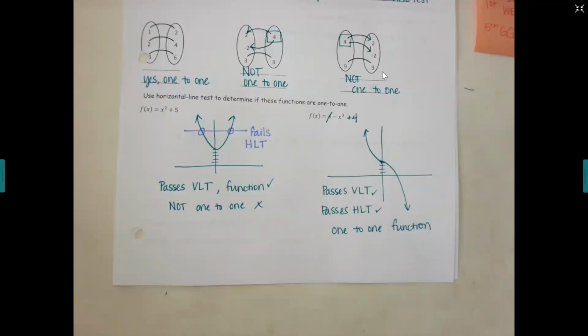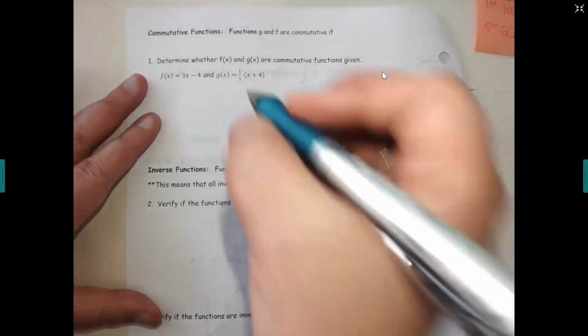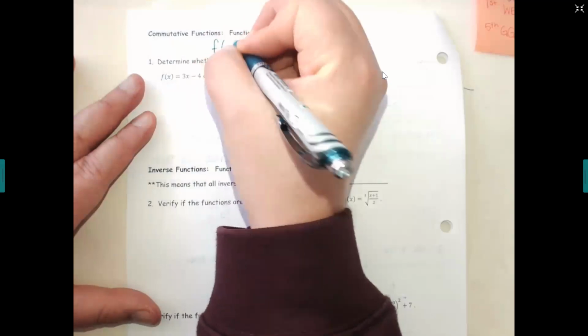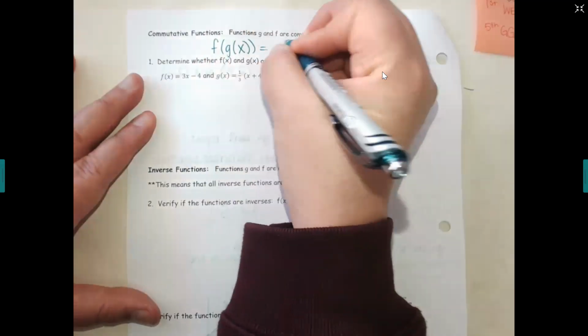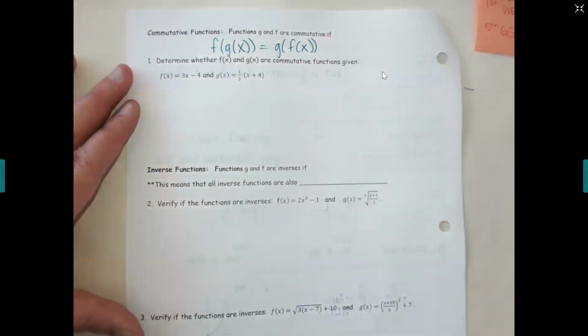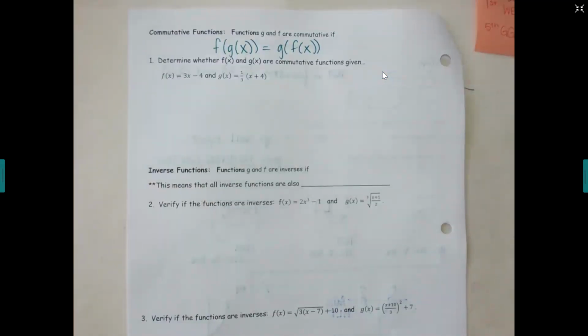Okay, so we talked about one-to-one. The other thing we have to talk about is just commutative functions. Okay, so commutative functions, basically what this means is that if I do f of g, I should get the same thing as if I do g of f. So commutative basically means that like the order doesn't matter. An example of that would be 1 + 2 is 3. 2 + 1 is also 3. So it doesn't matter which way you ordered them. Okay, so let's try this question. If we do both orders and they come out to be the same function, then we know it is commutative.